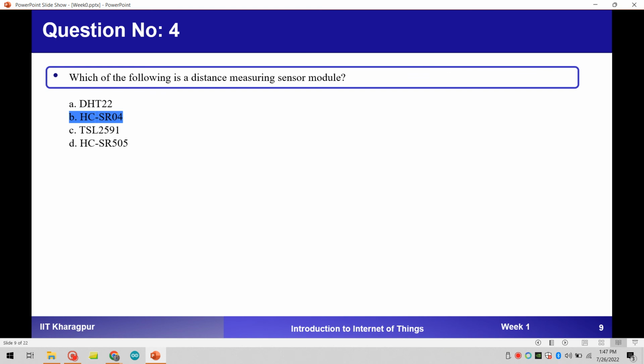Apart from this, your DHT22 sensor is a digital sensor which is used to measure the humidity as well as temperature. However, your TSL2591 is a light sensor, while the HCSR505 is a mini infrared motion sensor based on infrared technology. The next question, question number 5, is which of the following is a component of a typical sensor network? And the options are sink, gateway, router, and all of these.